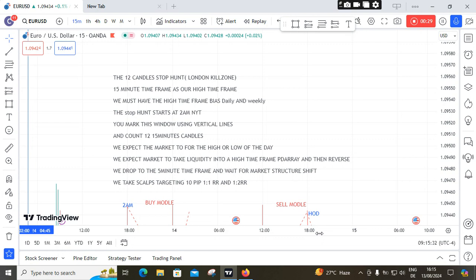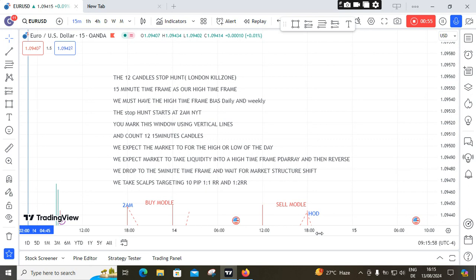I know that most of the traders have been stuck. They don't know when the high or the low of the day is formed, and you end up taking trades early in the morning and you are caught up in the markets. The reversal happens and you take losses. So we are going to see one of the highest probabilities that you can follow in order to know when the high or the low of the day has formed.